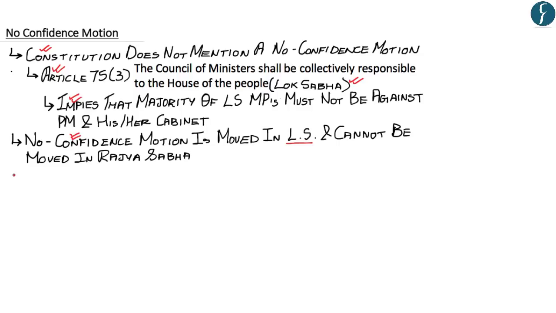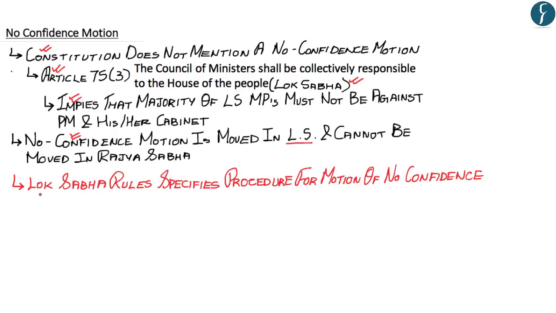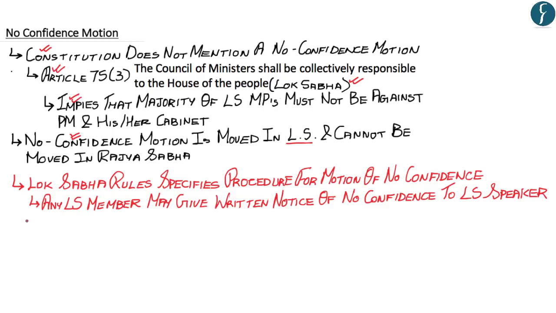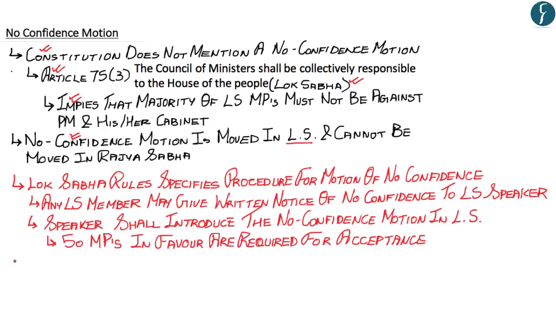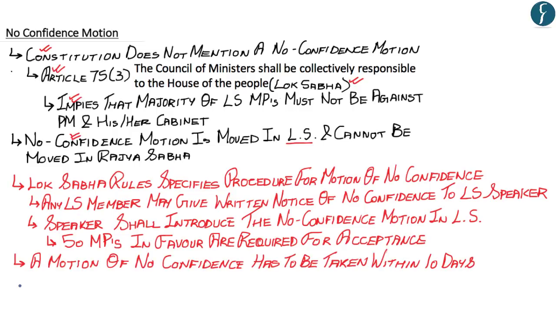Now the Lok Sabha rules specify the procedure for motion of no confidence, wherein any Lok Sabha member may give a written notice of no confidence to the Lok Sabha Speaker. The Speaker, after accepting this notice, shall introduce the no confidence motion in Lok Sabha. And 50 members of Parliament in favour are required for the acceptance of this no confidence motion. If accepted by the required number of MPs, a motion of no confidence has to be taken up within 10 days. And if the no confidence motion is then passed, the Council of Ministers, meaning the Prime Minister and his cabinet, must resign from office.